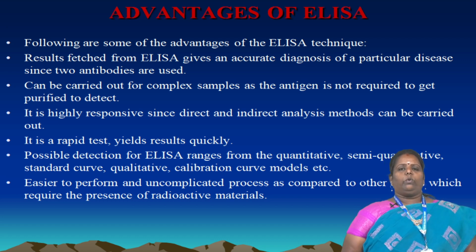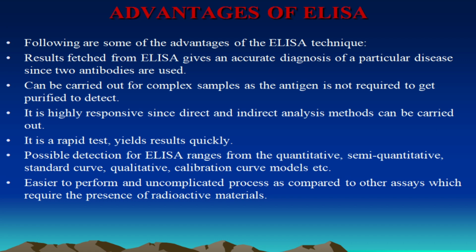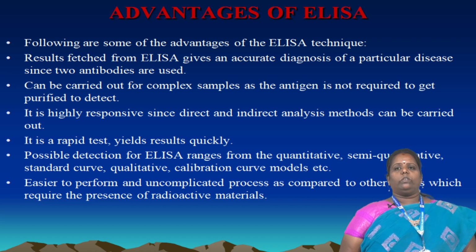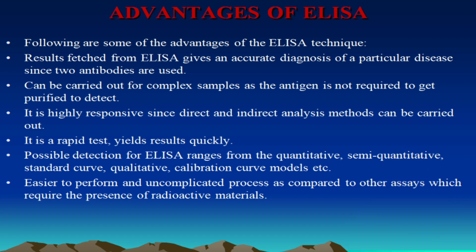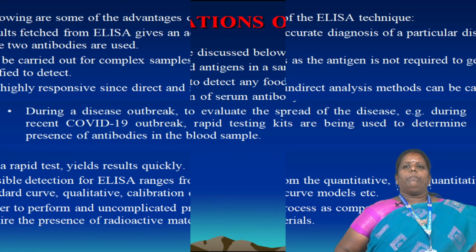We get the result quickly. The possible detection by ELISA ranges from quantitative, semi-quantitative, standard curve, and qualitative calibration curve models. Everything we can identify. It is normally easier to perform and an uncomplicated process as compared to other assays which require the presence of radioactive materials.